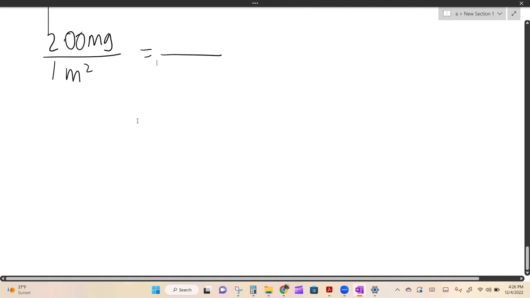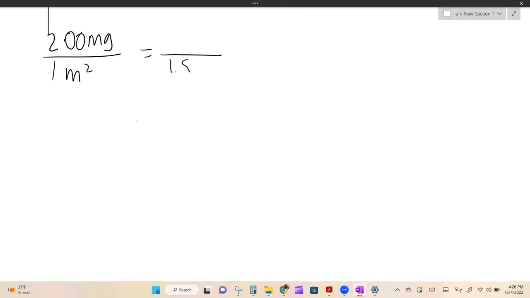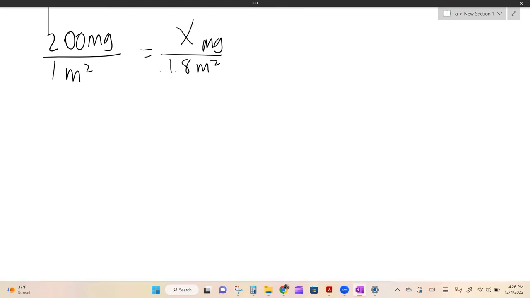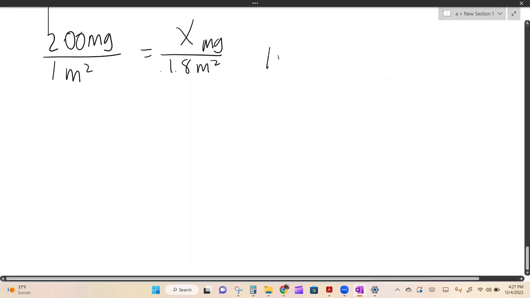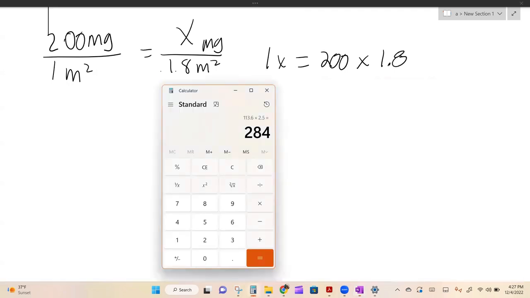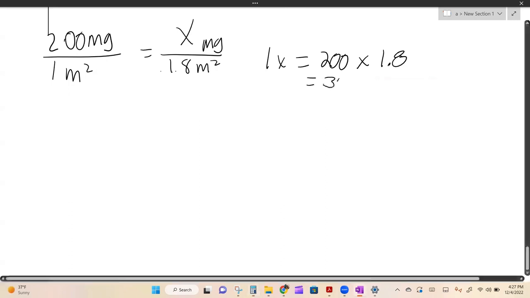All right, and then remember that the patient's BSA was 1.8 meters squared. And again, we have to have our units matched directly across. So we would do 1x is equal to 200 times 1.8. 200 times 1.8 is equal to 360.